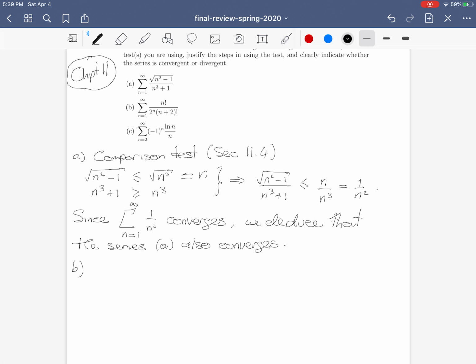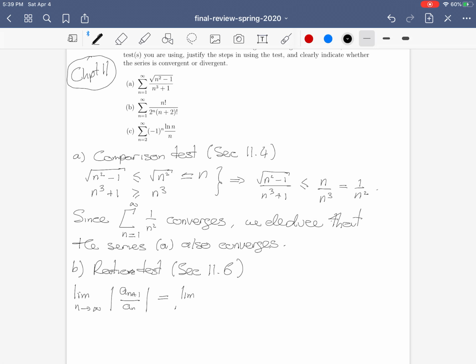Now let's move on to our second series. This series contains powers of n and factorials, and so generally a good thing to try for this kind of series is the ratio test. So let's use the ratio test, which was introduced in section 11.6. In the ratio test, we look at the limit of the absolute value of the ratio of the n plus 1th and the nth term of the sequence, so a_(n+1) divided by a_n.